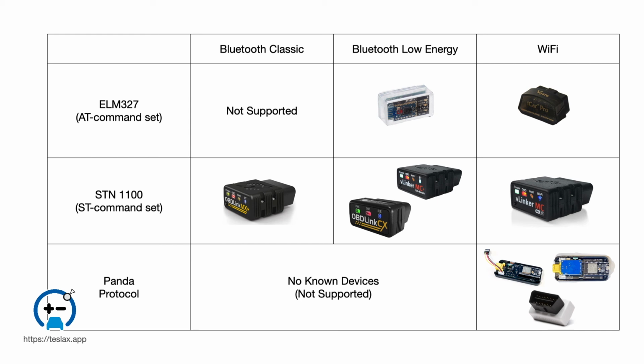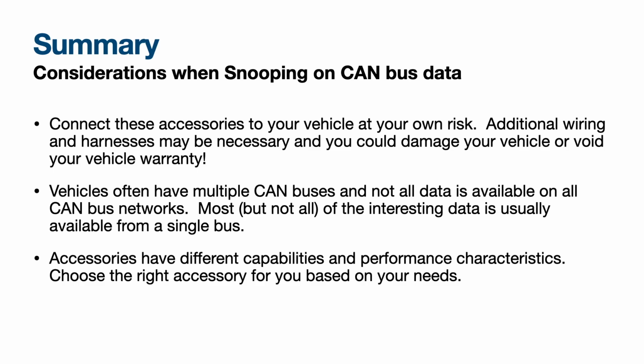Another consideration is security. Many AT and ST command set accessories will let anyone connect. This means someone could walk up to your vehicle, find a network or Bluetooth accessory, connect, and then send commands to your vehicle. The MX Plus has an explicit pairing to prevent this. The Panda protocol devices have Wi-Fi passwords to prevent this. For more information, please see the supported hardware page on the Teslax website.